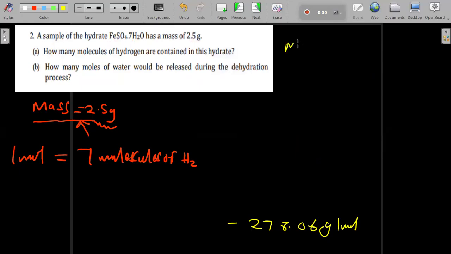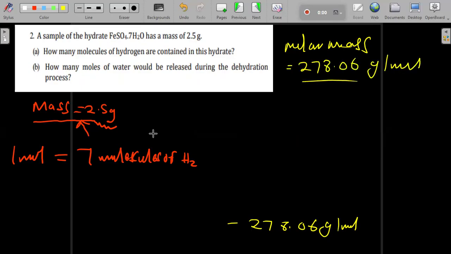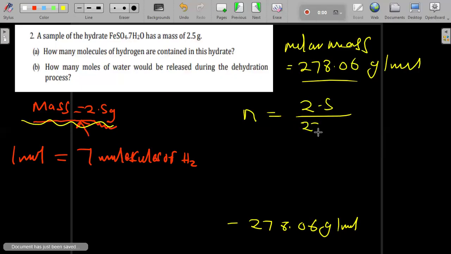So the molar mass of hydrated iron 2 sulfate is just 278.06 grams per mole. So this is our molar mass here. It means now we can use this mass and this molar mass to find the moles. So we're going to say moles is equal to the mass, which is 2.5, divided by the molar mass, which is 278.06.